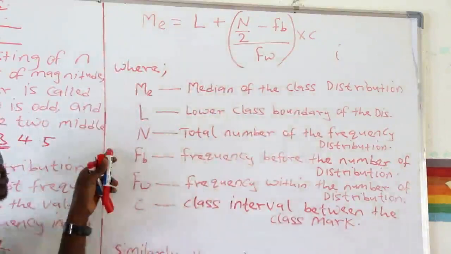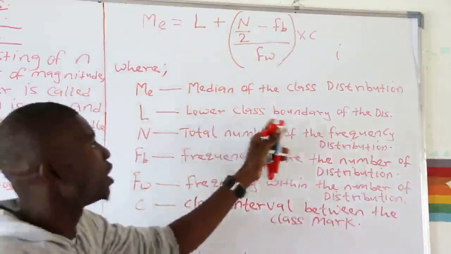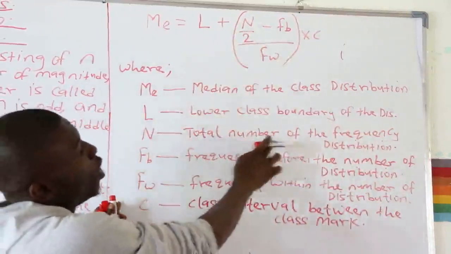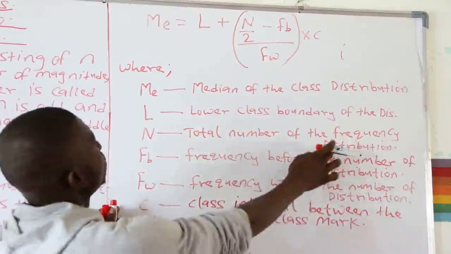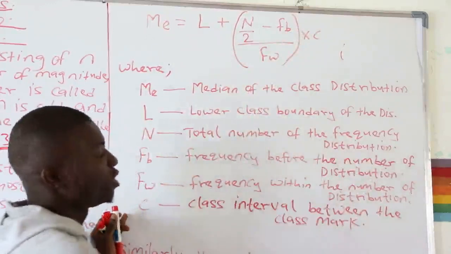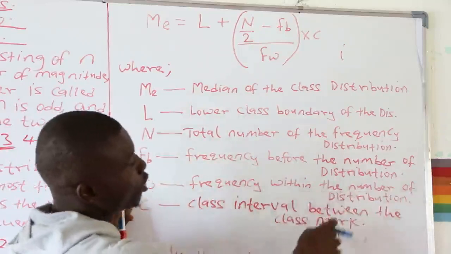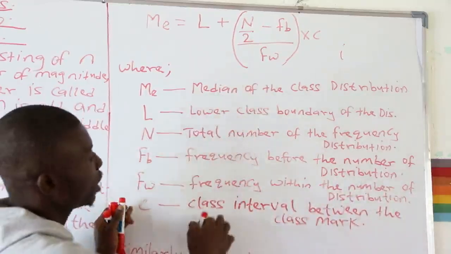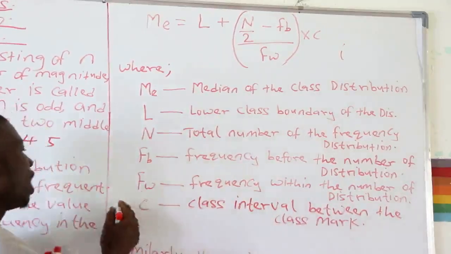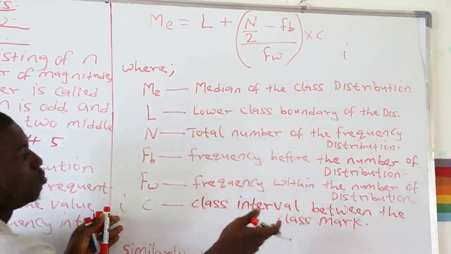Don't forget we are looking for the median of a class distribution. Our L means lower class boundary of the distribution. Our N here means total number of the frequency distribution. Our FB means frequency before the median class of the distribution. Our FW means frequency within the median class of the distribution. While our C means class interval between the class marks. As I said earlier, you may see C and you may see h, they mean the same thing.